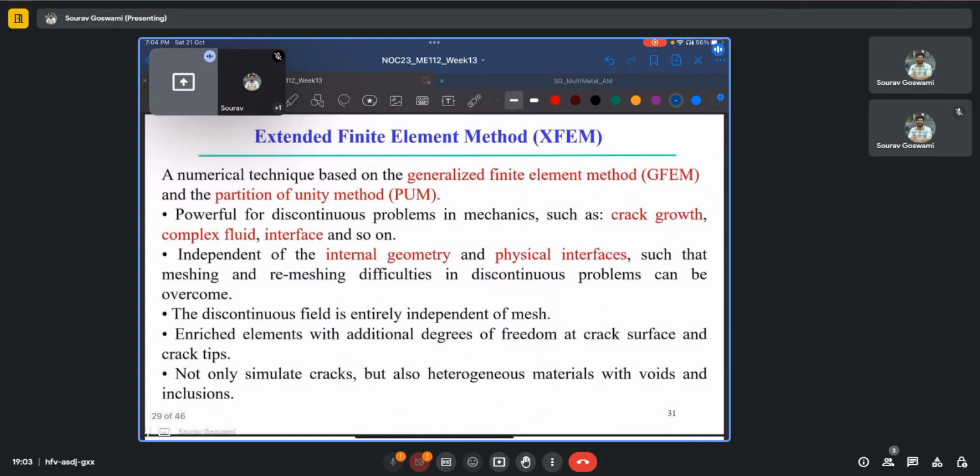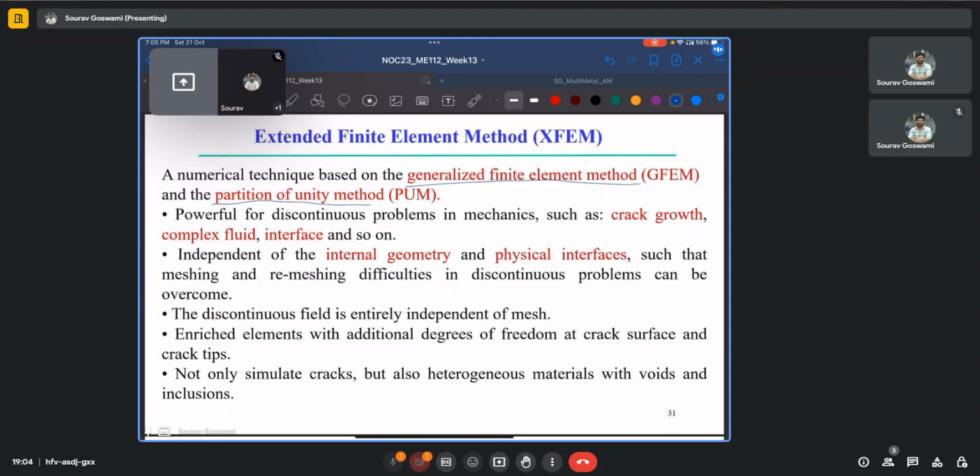Another technique, which is basically the development or extension of the finite element technique itself, is also called the XFEM, or the extended finite element method. It has been successfully used mostly for tracking, say, cracks or defects that evolve in a material. And this is based on the generalized finite element method and the partition of unity method. If you want to read more about these methods in depth, kindly refer to standard textbooks or internet resources.